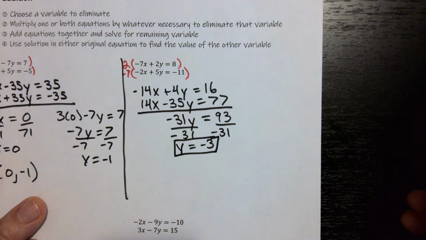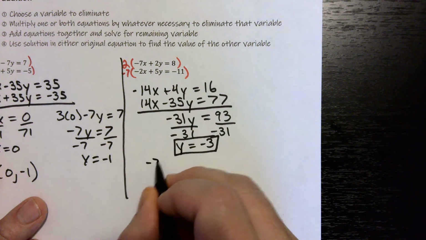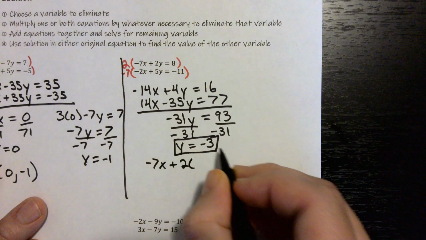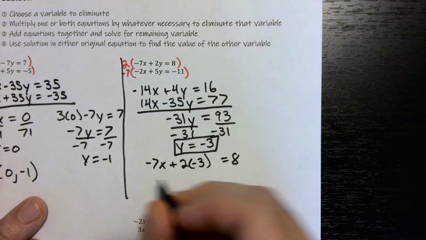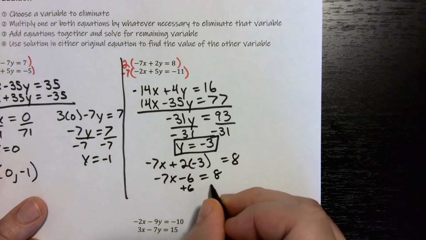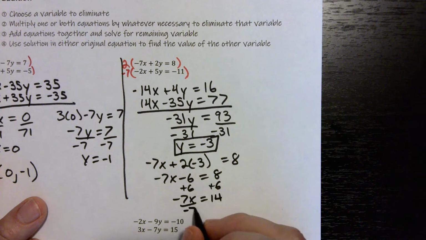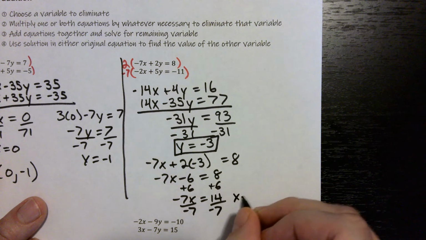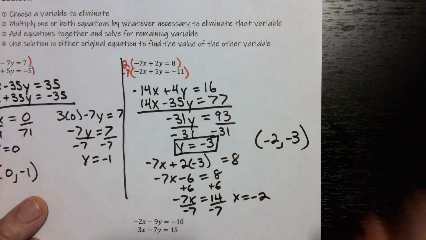Let's plug into one or the other. I'll use the original top one. Okay, so negative 7x plus 2, I'm going to substitute in for y, negative 3 equals 8. So negative 7x minus 6 equals 8. Add the 6 to both sides, you get negative 7x equals 14. Divide by the negative 7, and you get x is equal to negative 2. So our ordered pair solution is negative 2, negative 3.